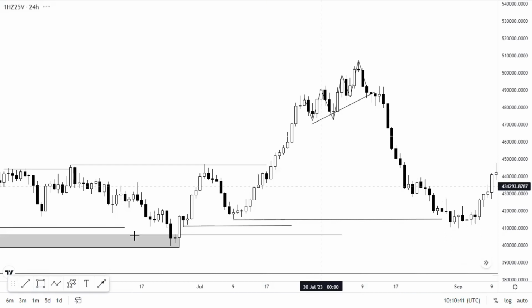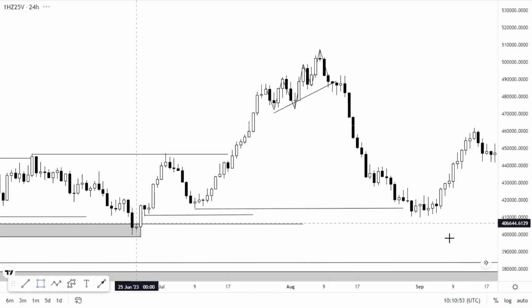So I'm going to be marking out this as my PO high. Okay, this was the last area that took liquidity. So I'm going to be marking it with that white candle, and this is going to be my PO high.